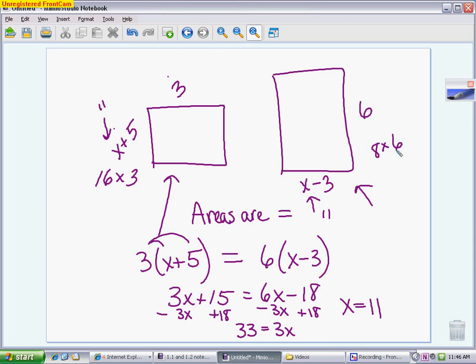So you have to read the problem and see, do they just want x? If they just want x, you're done when you get here. If they want the dimensions or the actual area, you have to plug it back in. These 3 problems should be a big help on your first quiz.